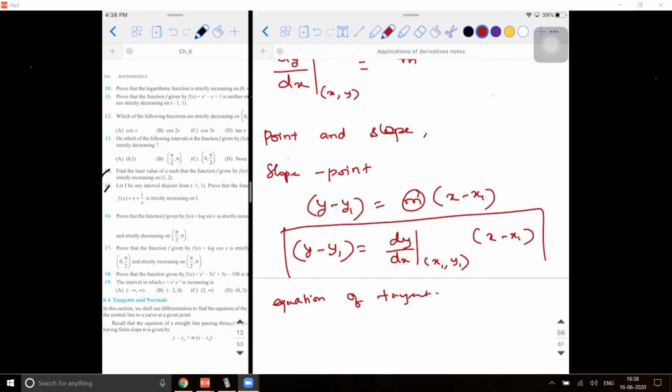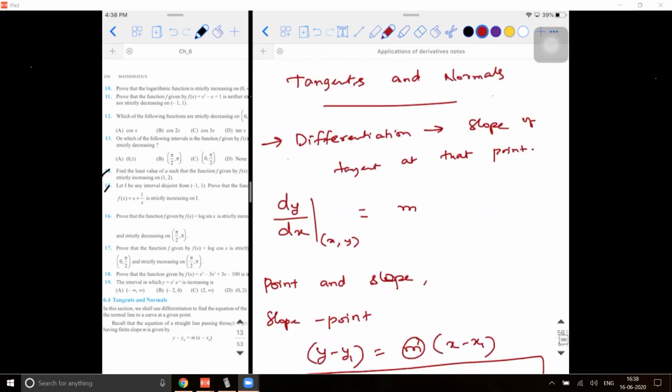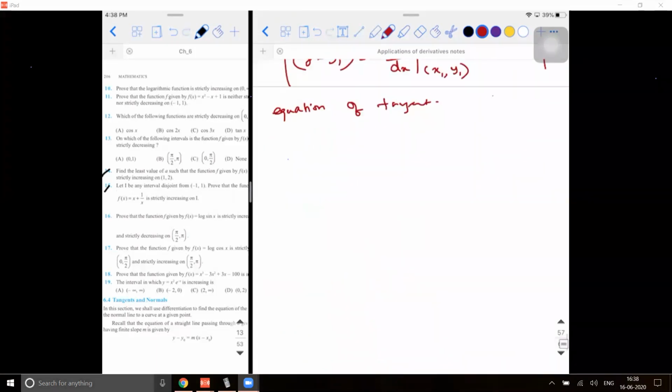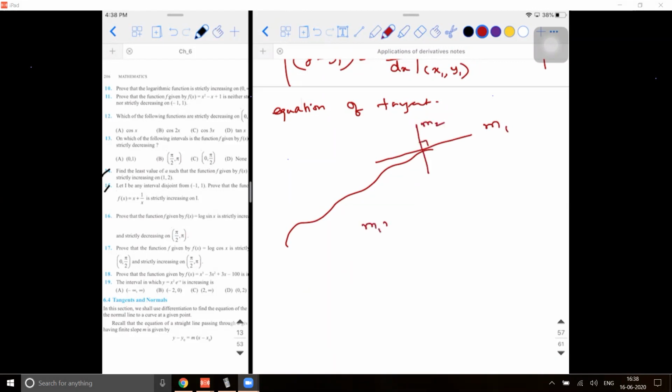Okay. So as I told you, the topic is tangents and normals. So what do you mean by normal? Perpendicular. If two lines are perpendicular to each other, what is the mathematical condition between them? The product of slopes is minus 1. Very good. So if I have a curve like this, if I draw a tangent at this point, if the slope of the tangent is m1, then if I draw a normal to this curve, with slope m2, then the product of these two slopes, m1 into m2, will be equal to minus 1.